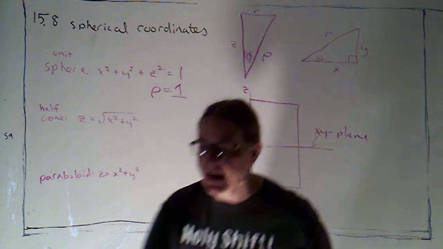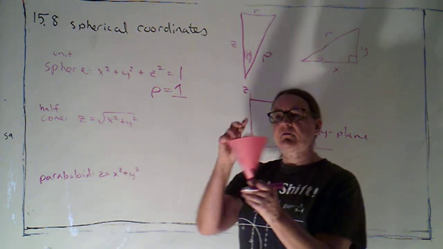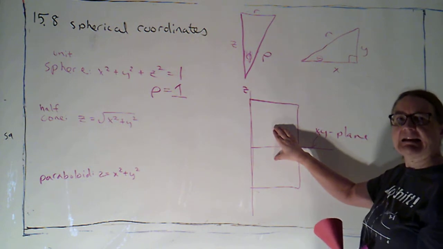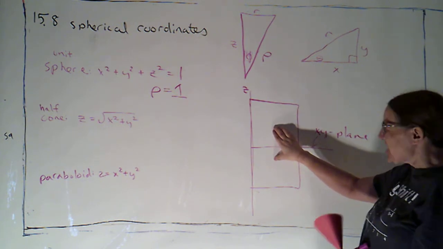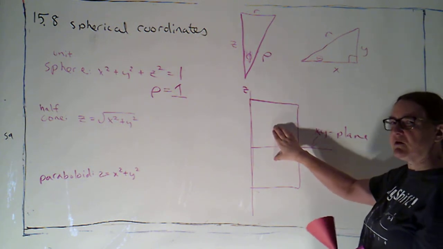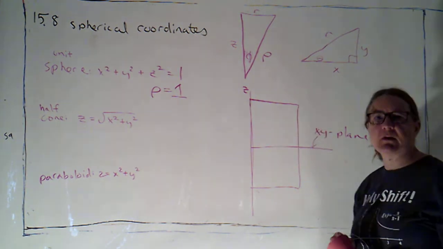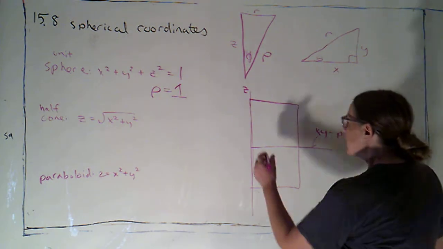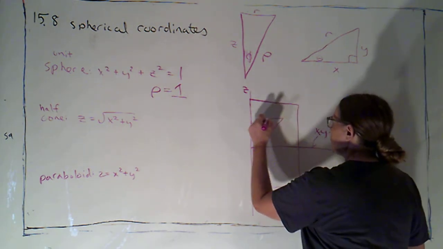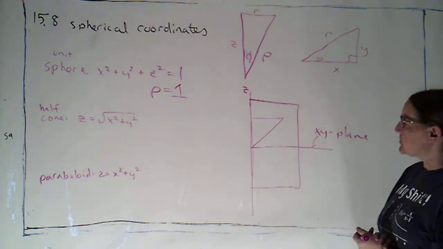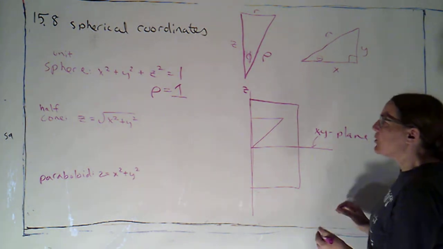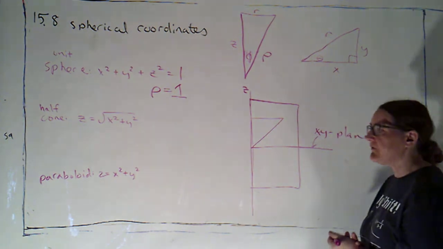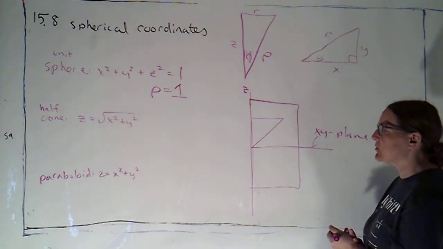Now, because my half cone is going to have this rotational symmetry, I'm going to see the same cross section in any half plane. Generally speaking, I probably don't want to use spherical coordinates if I don't have a shape that has rotational symmetry like that. So if I look at my cone, it looks something like so. Okay, so we're saying that z would be the square root of x squared plus y squared.